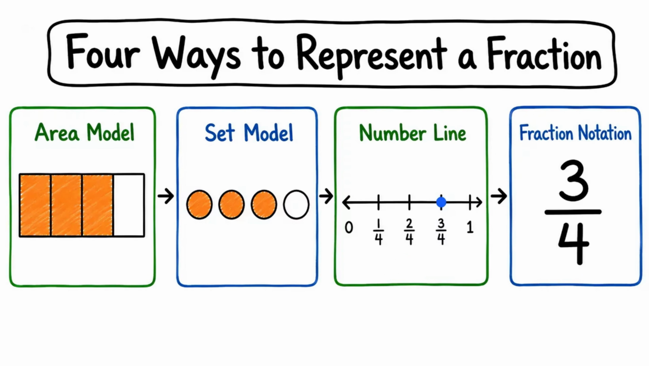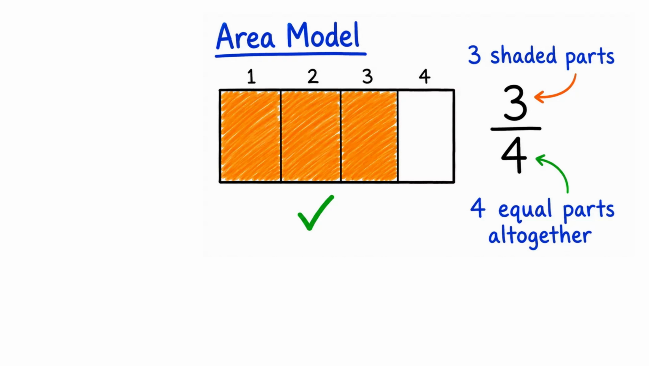There are several ways to show a fraction. We can shade part of a shape. That's called an area model. We can select objects from a group. That's called a set model. We can locate a fraction on a number line. And of course, we can write the fraction using numbers and a fraction bar. Let's explore each representation. Let's begin with an area model.